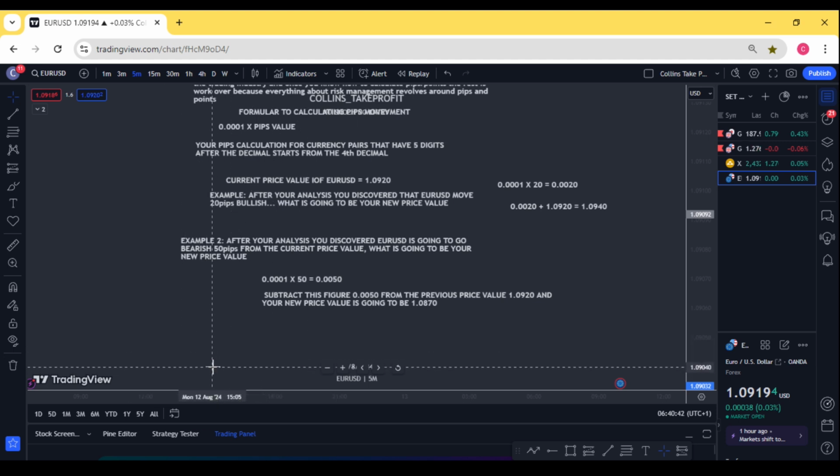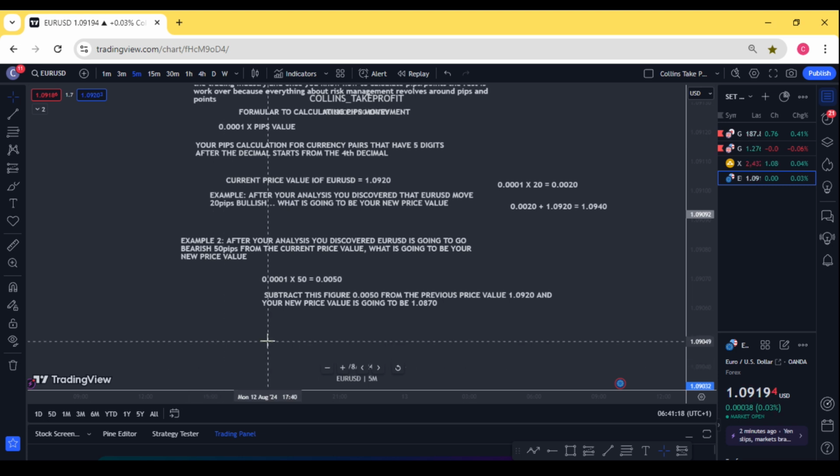Now let's take for example other assets like the GBP JPY, the USD JPY, and Euro JPY as well. How do you calculate the pip value for these assets, since their price values are not up to 5 digits? How do you calculate these assets?